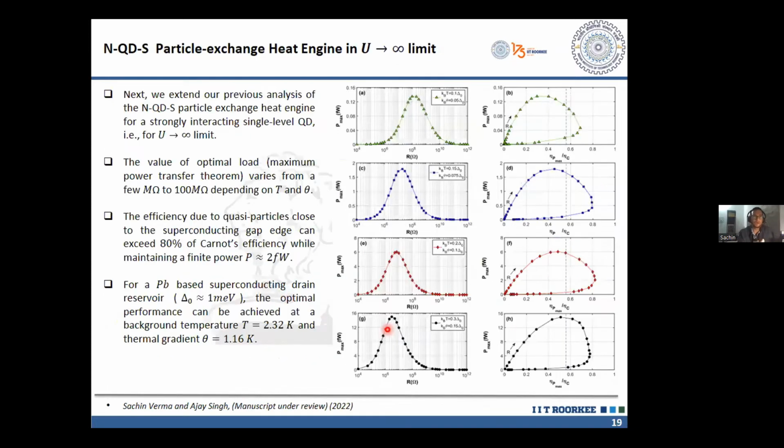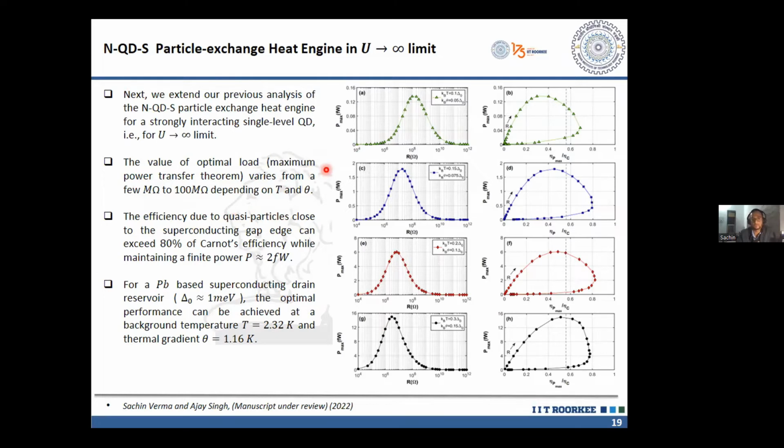Now we use this infinite U limit to study the same NQDS system and calculated the power output and efficiency. Initially, we optimize it with respect to the quantum dot energy levels. We find that the value of the optimal load varies from 1 megaohm to 100 megaohms, which is different from the NQDN device where the load remains close to 1 megaohm. But in the superconductor, it can vary over a large range as the gap varies. The efficiency can reach up to 80% of Carnot efficiency while maintaining a finite power output of the order of 2 femtowatt.